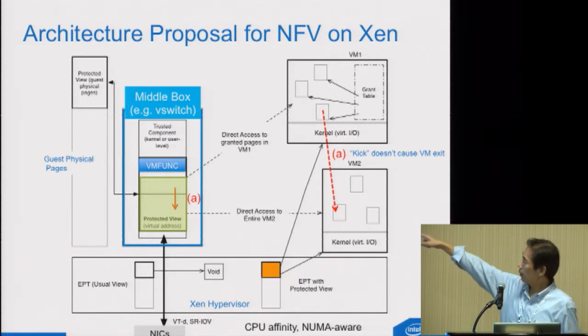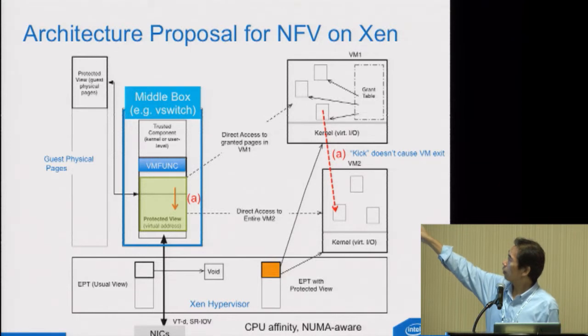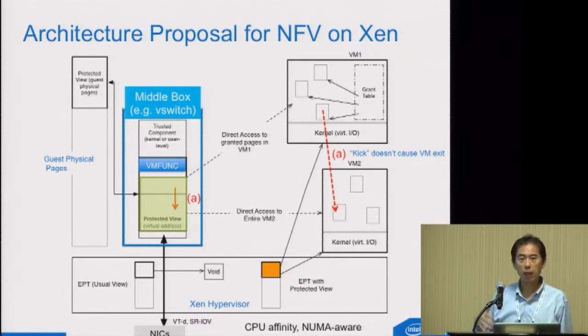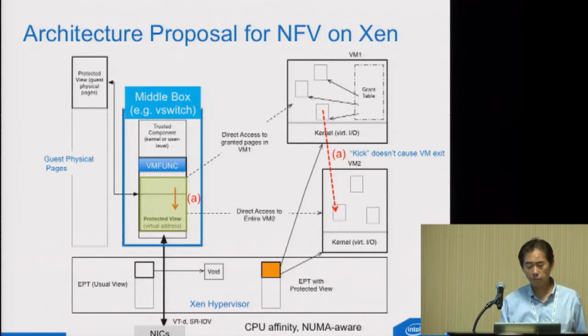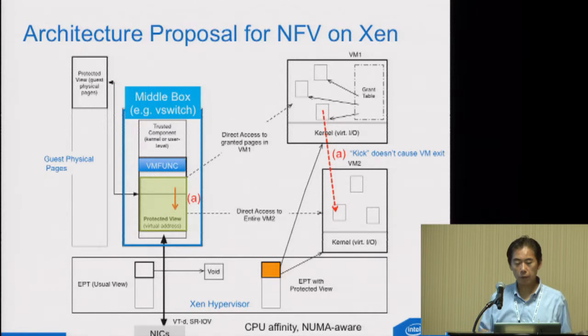So the kick doesn't cause a VM exit, meaning we don't use a VM exit, but use monitor and MWAIT for notification. So we look at some variable that describes the state of the queues. Okay. That way we can avoid it.